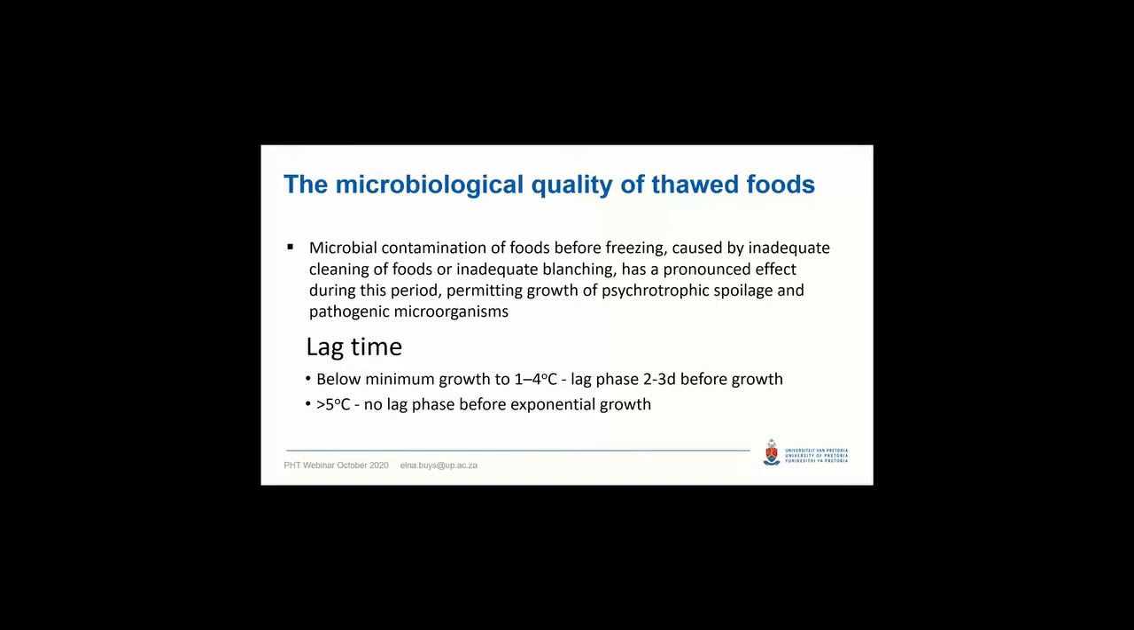In terms of the lag time of our bacteria, if we thaw below minimum growth temperature, at 1 to 4 degrees Celsius, we could expect, depending on the product, a lag phase of 2 to 3 days, and also depending on the initial microbial quality. But if the thawing temperature is above 5 degrees Celsius, we cannot expect a lag phase before exponential growth, and this will obviously affect the shelf life of your product after thawing.